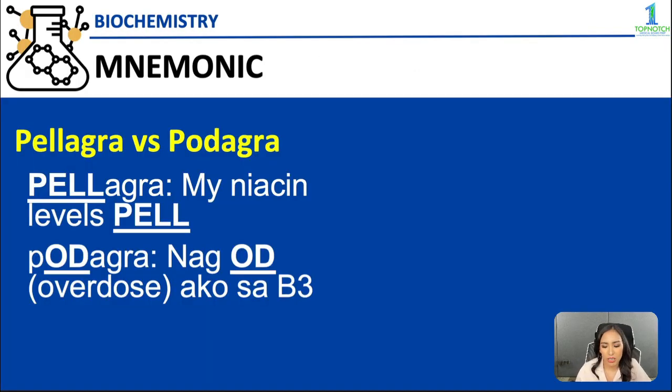Okay. Paano natin maalala? Kasi ang niacin, very, very high yield yan eh. Deficiency can lead to pellagra, and toxicity can lead to podagra. But they sound so similar. Pellagra, podagra. Nakakalito. So, pellagra, may niacin levels, niacin deficiency. Podagra, nag-OD, overdose ako sa B3. So, podagra is toxicity, pellagra is deficiency.